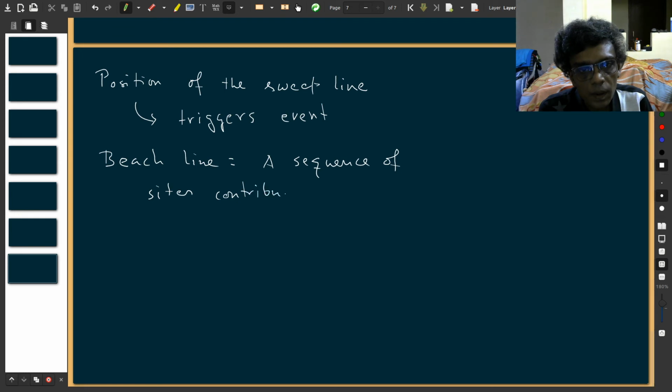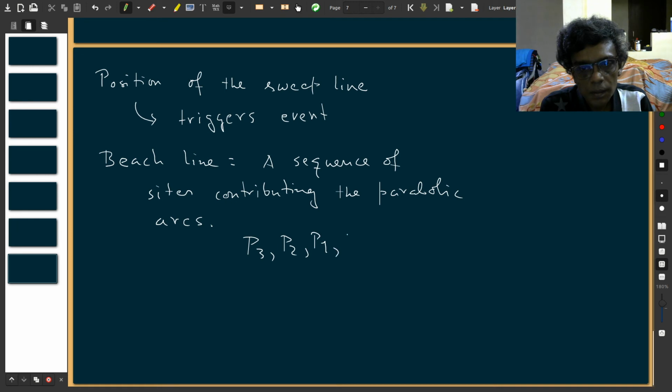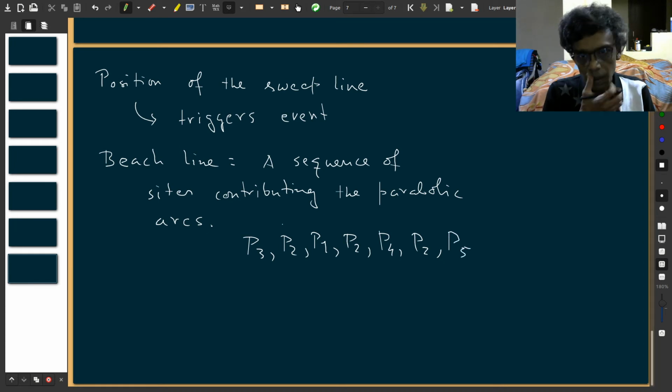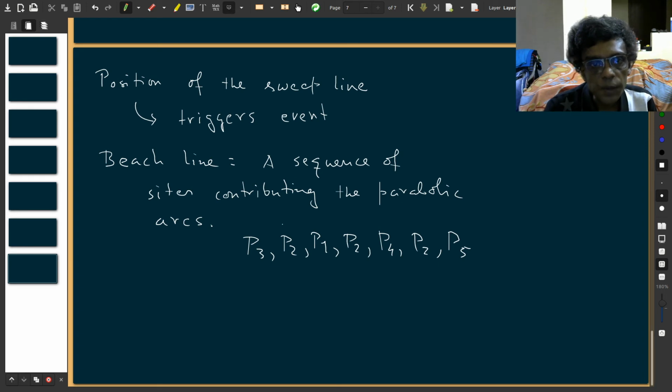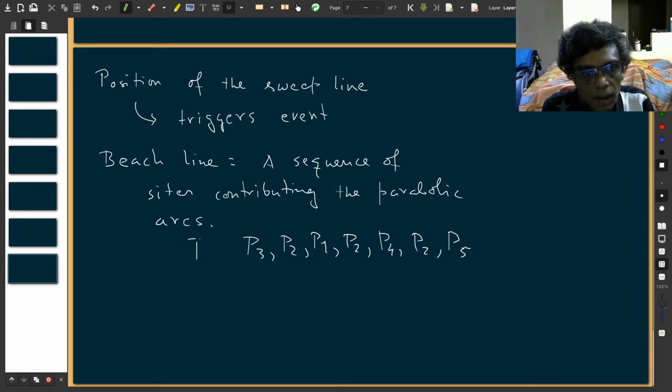contributing the parabolic arcs. Okay, we do not maintain the parabolic arcs themselves, just something like P3, P2, P1, P2, P4, P2, P5, something like this. This list we will maintain. And also, so beach line, this list I will call D, this information. So this is an ordered sequence, something like this.